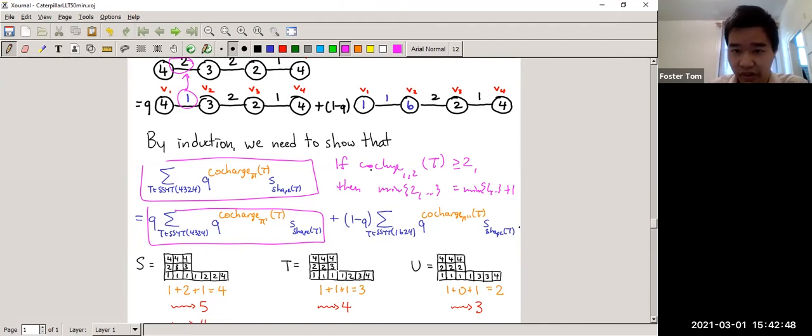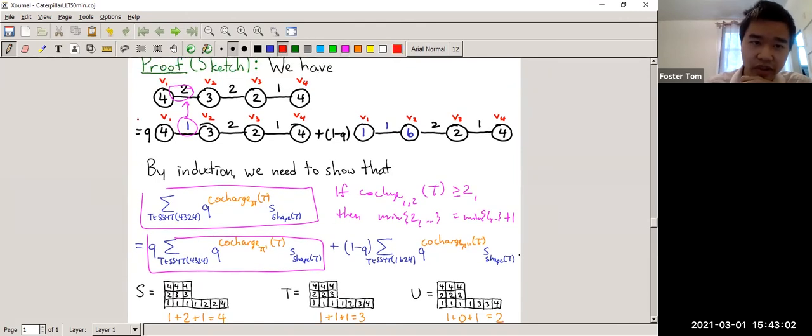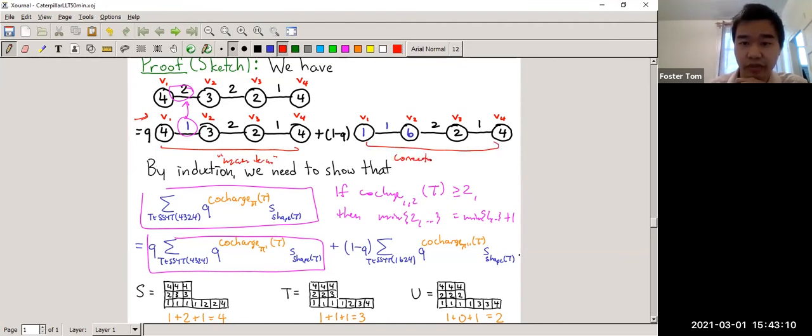However, if cocharge sub 1,2 was at most 1, then increasing the power of Q was the wrong thing to do, because that term should stay the same. So I'm really viewing this equation here as sort of like a main term, and then this is going to be a correction term.